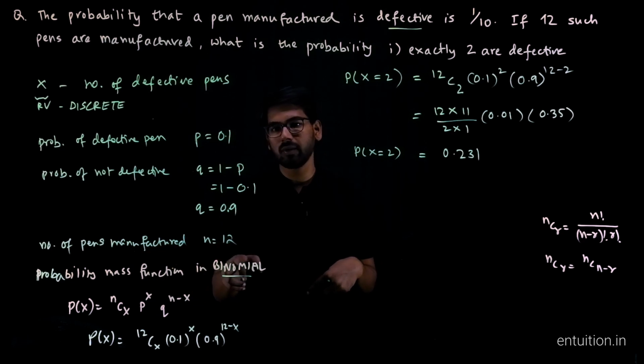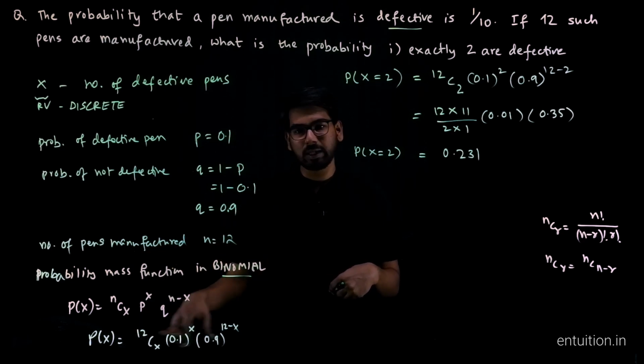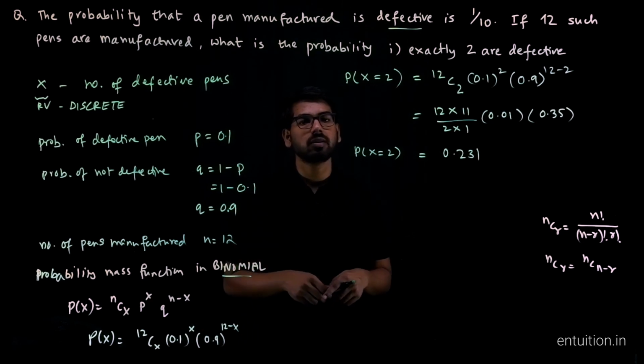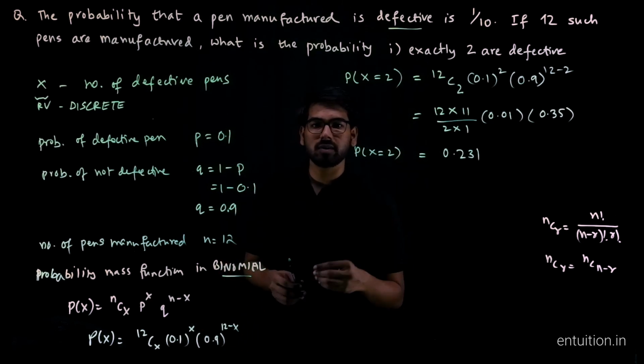First you need to find which distribution it is, and then find the probability function, and in this probability function substitute the x values that you want. Okay, so let's see the next sub question.